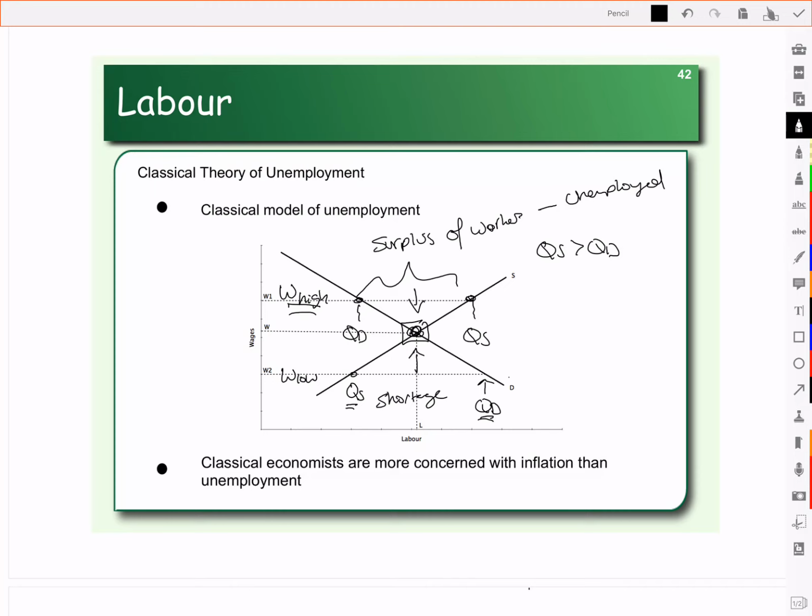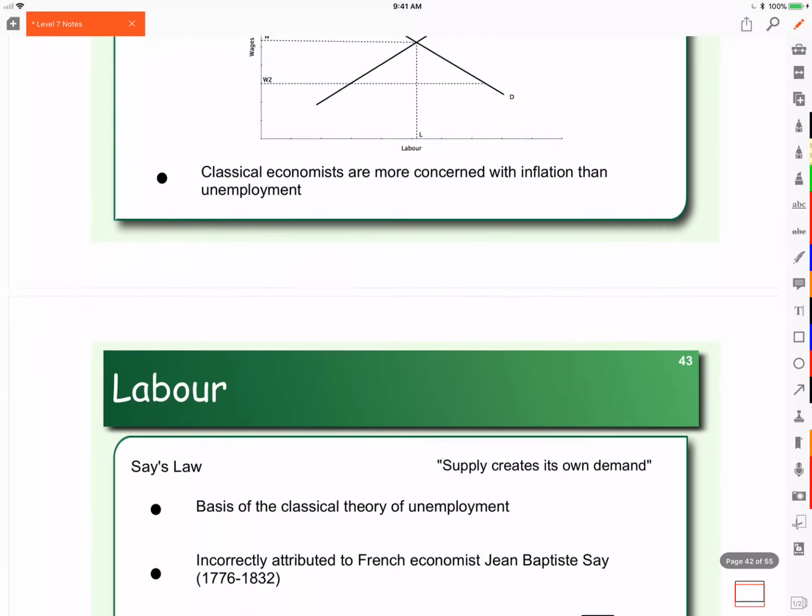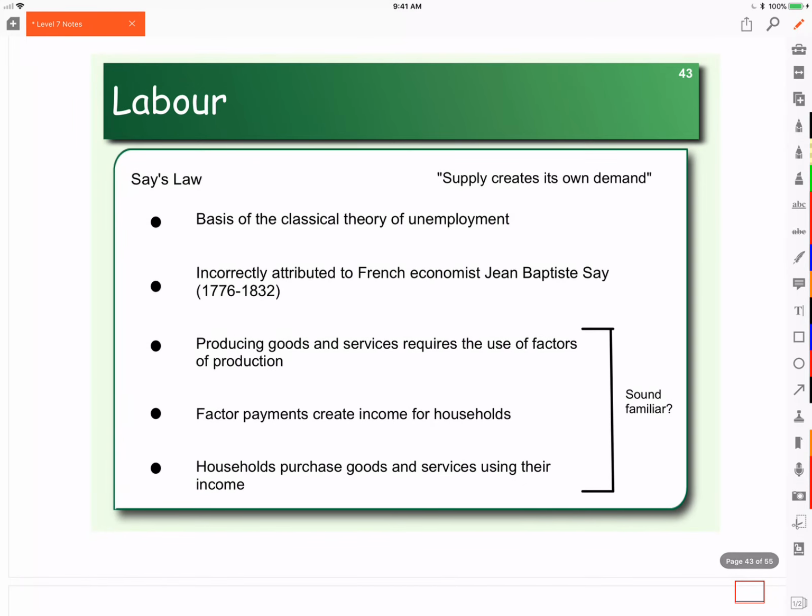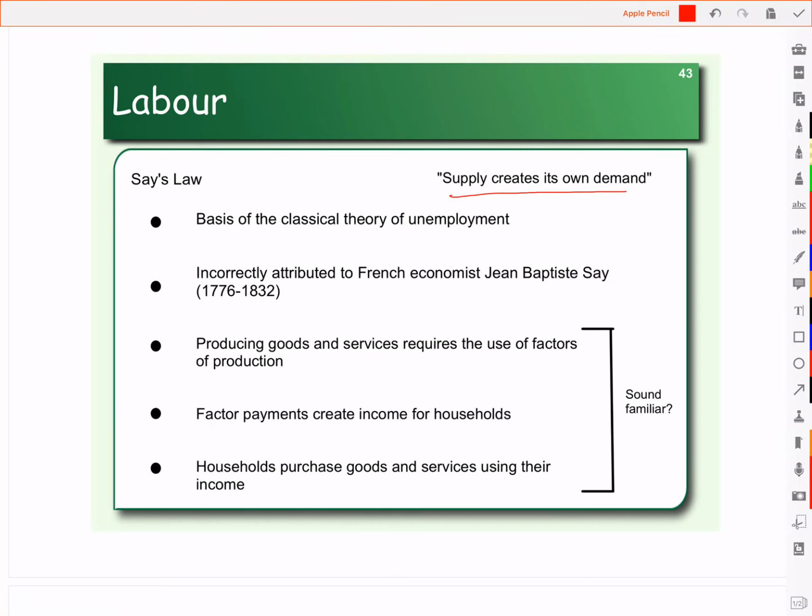Well, in order for this to work, it's all premised on what's called Say's law. Say's law is the very basis of the classical theory. It has been attributed to a French economist named Jean-Baptiste Say, but it wasn't really him who came up with it. They don't know who really did, so they call it Say's law after this gentleman. And the idea of Say's law, to quote it: supply creates its own demand.